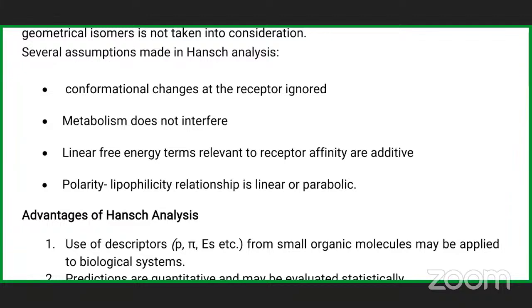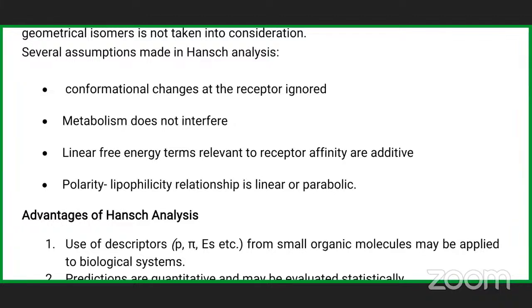As per this statement, the polarity and lipophilicity relationship is actually linear. But here they did not specifically mention whether the relationship between polarity and lipophilicity is linear or parabolic. So there is some ambiguity here.